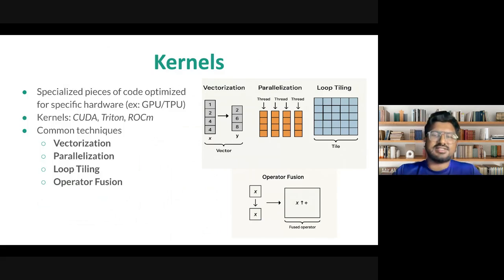Next, kernels. Since I talked about kernels in flash attention, kernels are nothing but specialized pieces of code which are optimized for specific hardware. You can talk about GPU, TPU, and so on. And there are multiple kernel languages. One is CUDA, which is for NVIDIA.